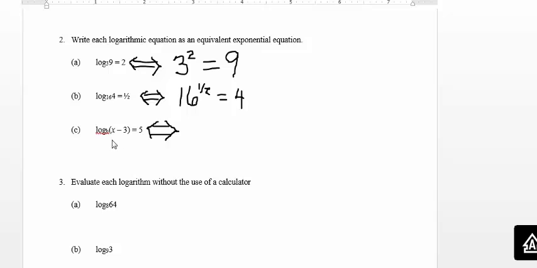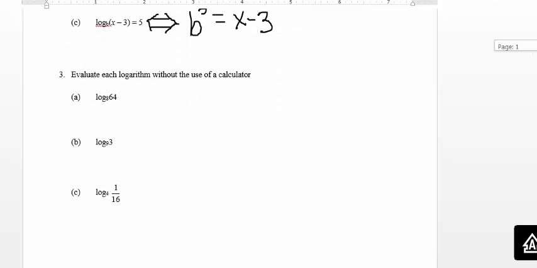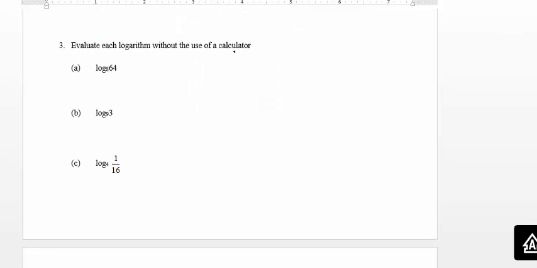So the base b log of x minus 3 equals 5 is equivalent to b to the 5th equals x minus 3. Now in the next set of problems, we want to evaluate each logarithm without using a calculator. And remember, a log is simply an exponent.